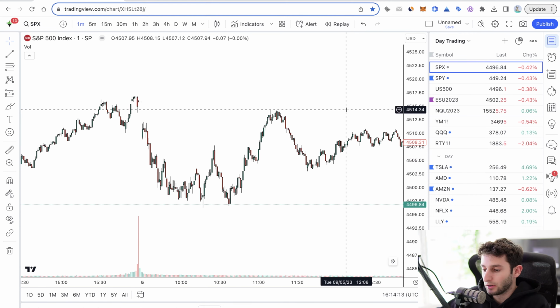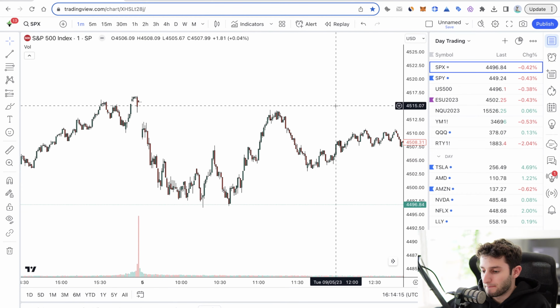But for now, let's go ahead and look at SPX and SPY and show you guys the trade that I took and exactly what it looks like for the strategy that you can use for yourself. All right, so let's dive into it.